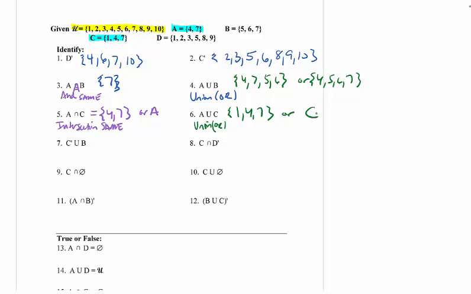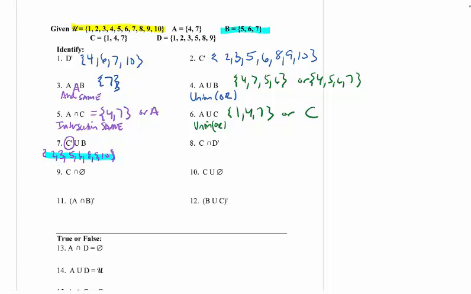Now when we get to number 7 and number 8, you're going to have to do this in more than one step. You do not want to try to do this in your head. If we don't have parentheses, we still need to do the complement first. I want you to think of it kind of like an exponent. So if we look up here, C prime is going to be not 1, includes 2, 3, not 4, includes 5 and 6, not 7, 8, 9, and 10. That's C prime.